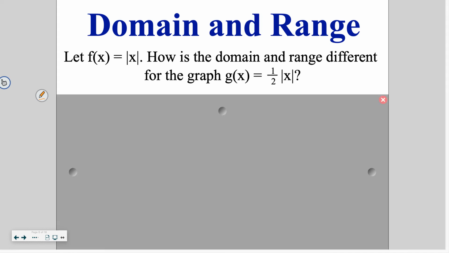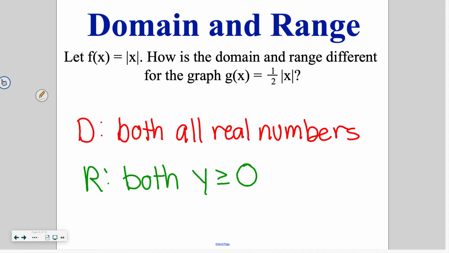Go ahead and find the domain and range difference of this one on your own. In this case, again, the domain is all real numbers. We can always plug in anything for x. And in this case, there also is no difference in the range. No matter what we plug in, all of those values are still going to be at or above 0.